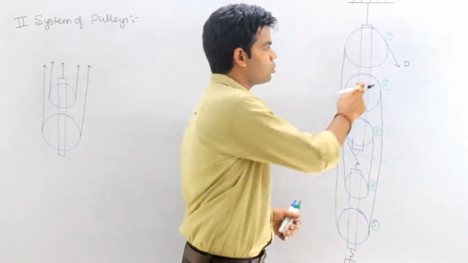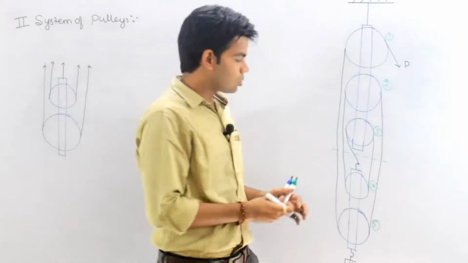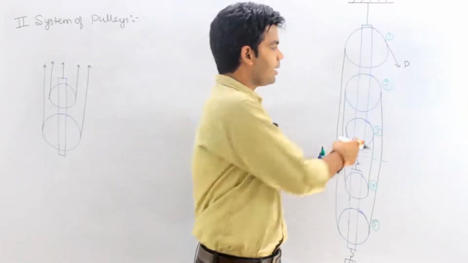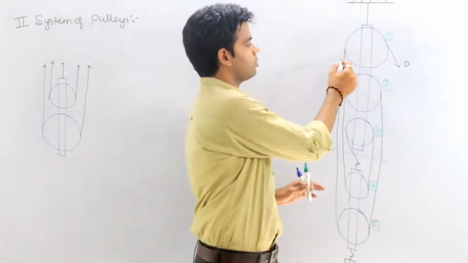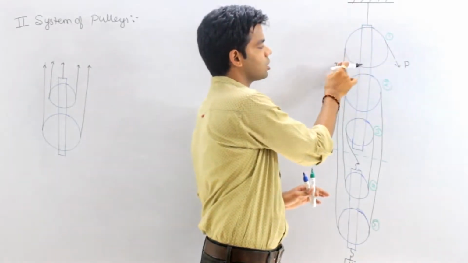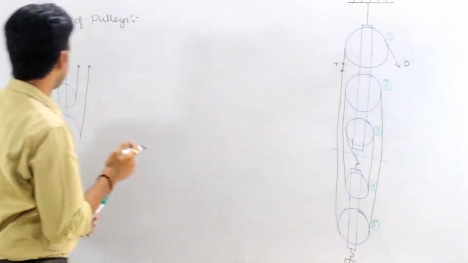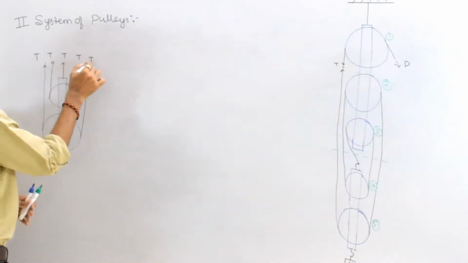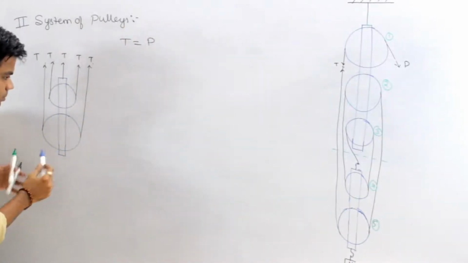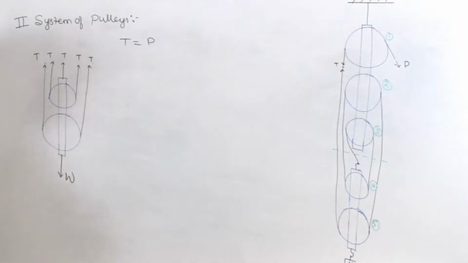As I told you, a single rope is wound around all these pulleys. So the tension acting in all these will be the same, suppose equal to T, and that T is nothing but equal to P. If I look at this pulley, this P is equal to T. Suppose the tension here is T, and the same rope is wound around all the pulleys, so the tension in all the strings will be the same, such that T is equal to P. Here we have the weight W acting downward. Getting the free body diagram or not?